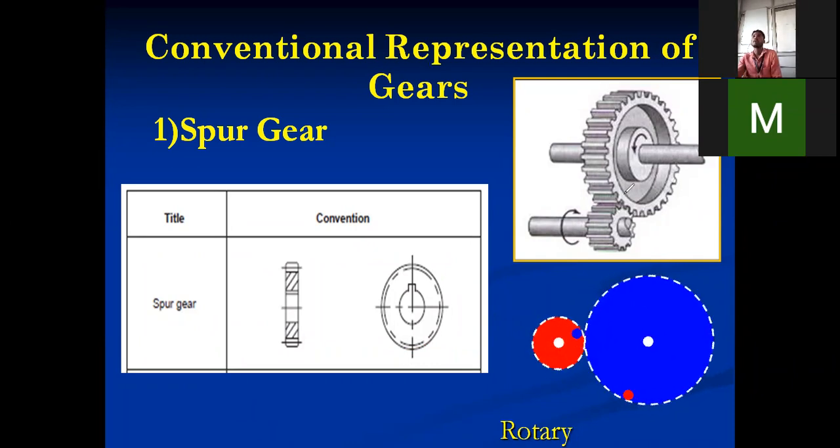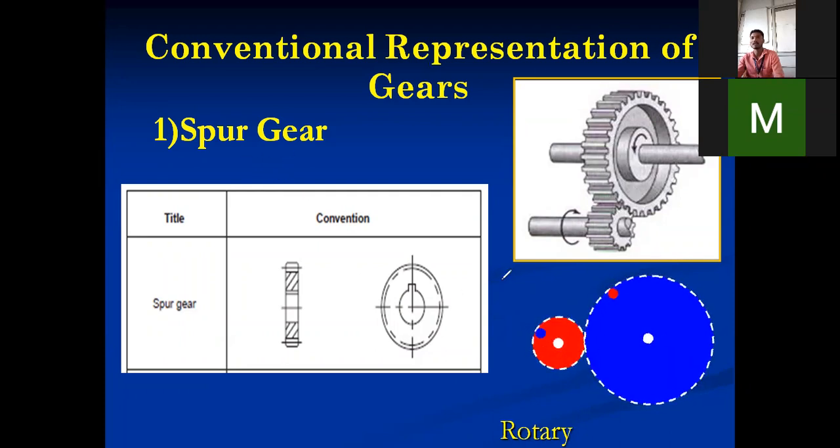Depending upon the orientation of teeth, these types are there. We can identify what type a gear is depending upon the orientation of its teeth. Depending upon that, we can identify what type of gear it is.